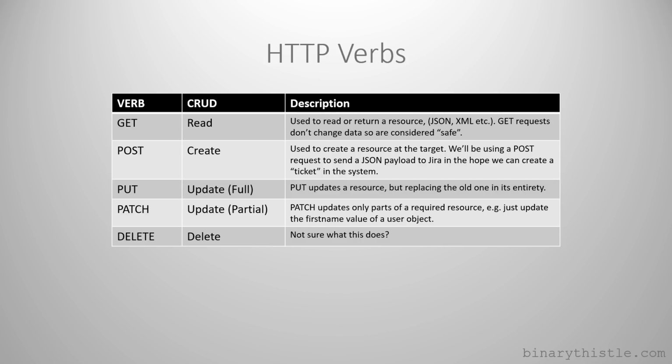Put was part of the original RFC specification and allowed you to update an object. The downside of the put method was that it updates the whole resource. So if you're updating a user object, you'd have to send all of that object to the server in order to update even just one attribute, such as last name, for example. So very inefficient. They realized that and they came out with the patch method.